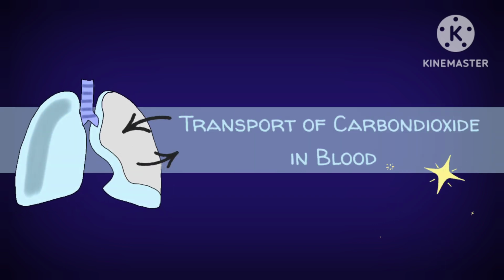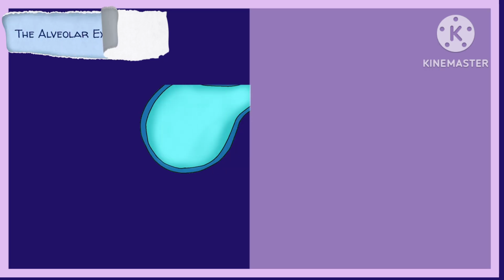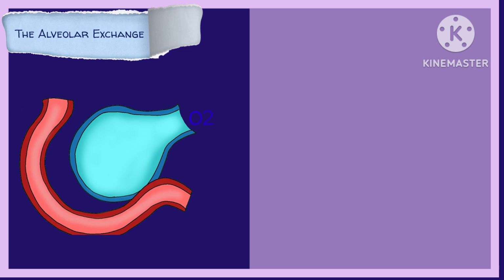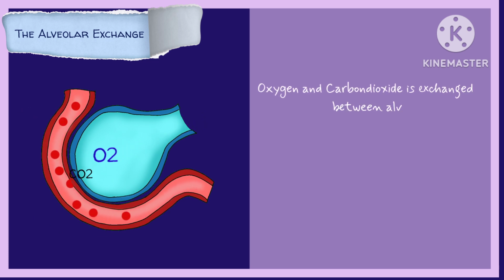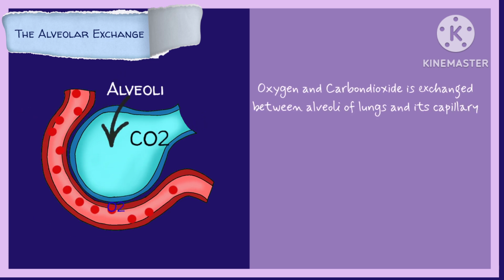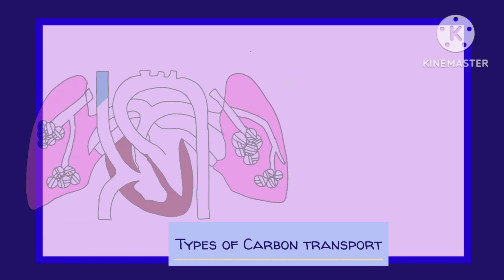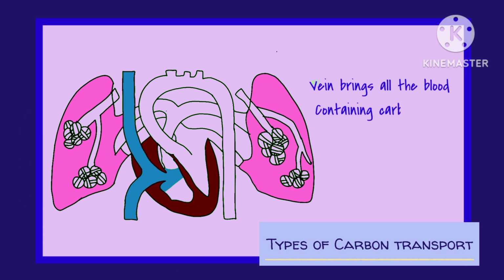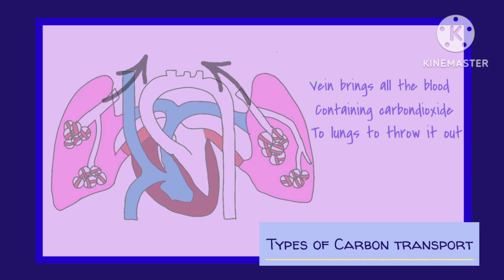Transport of carbon dioxide in the blood. As we all know, oxygen and carbon dioxide exchange in our body occurs in the alveoli of the lungs and the capillaries of the alveoli. Vein brings all the blood containing carbon dioxide to the lungs to throw the carbon dioxide out of the body.